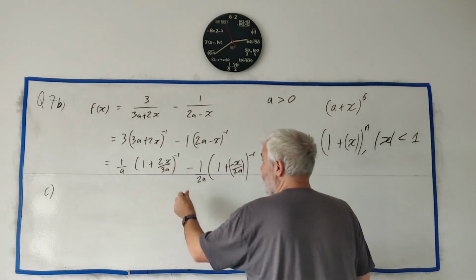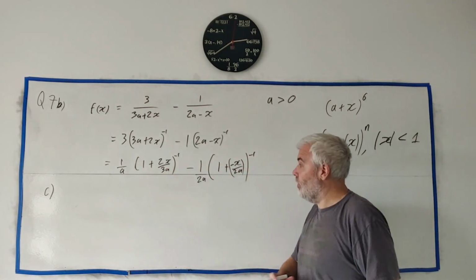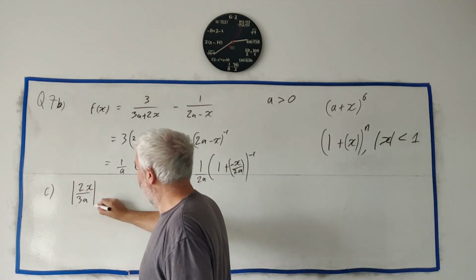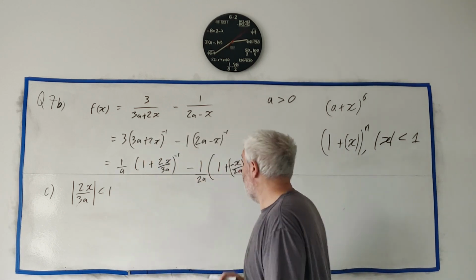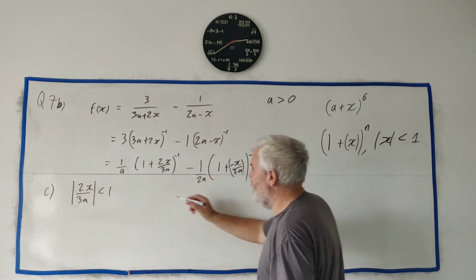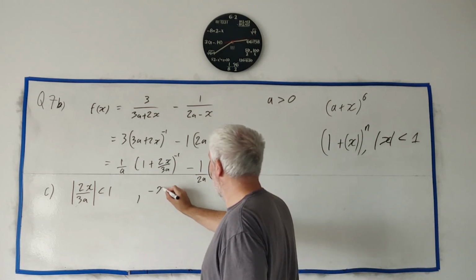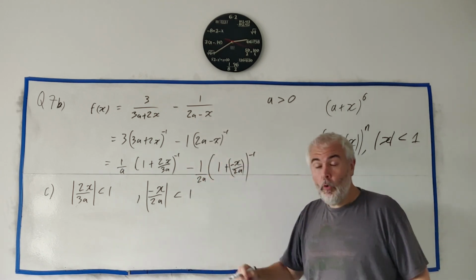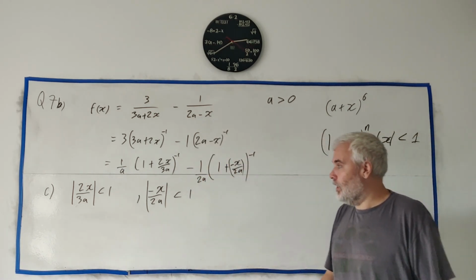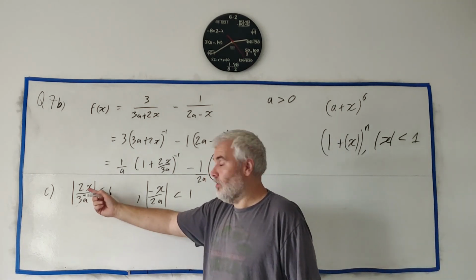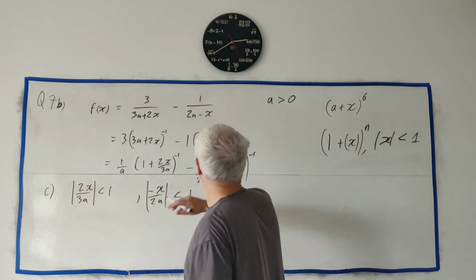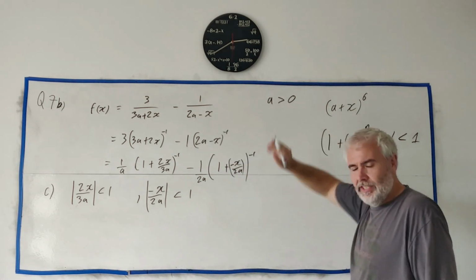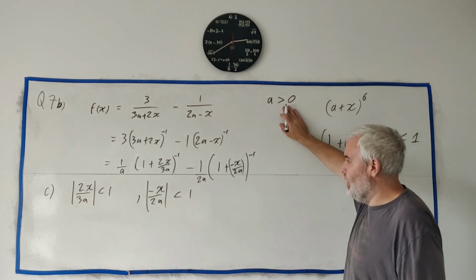Now that means in this case, and that's what they're asking us, it's only valid when the absolute value of 2x over 3a is less than 1. But we expanded two different things, so we need two different conditions. The absolute value of minus x over 2a is less than 1. Both of these have to be true. So what they're looking for is to rearrange this so we get x. We also need to remember, sorry, I wrote it up here, that a is bigger than 0. They told us that at the start of the question.